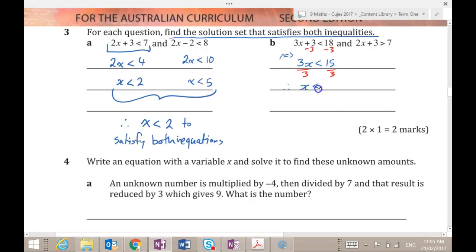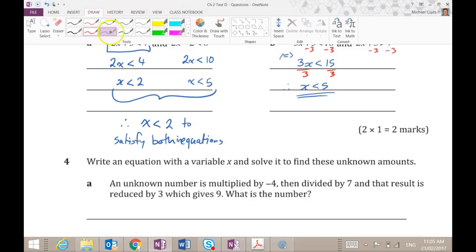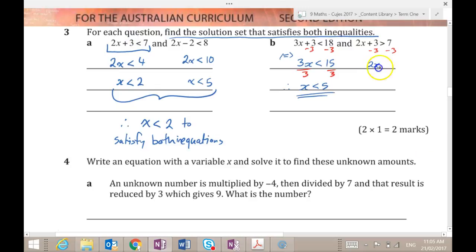So this one's x is less than 5. That's what we had before. Other side, what's my first step? Are they the same questions? Nearly, not quite. Okay, just getting confused there. So, opposite of adding 3, subtract 3. That gives me 2x is greater than 4. Next step, to get x on its own, I divide by 2. x is greater than 2.